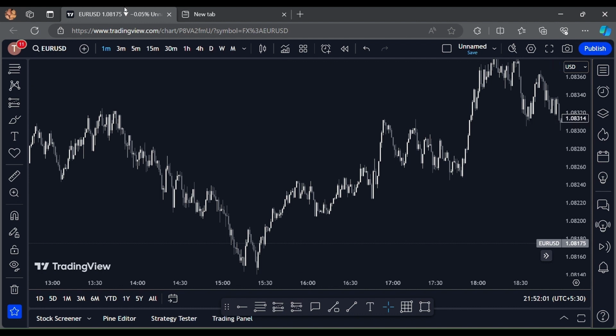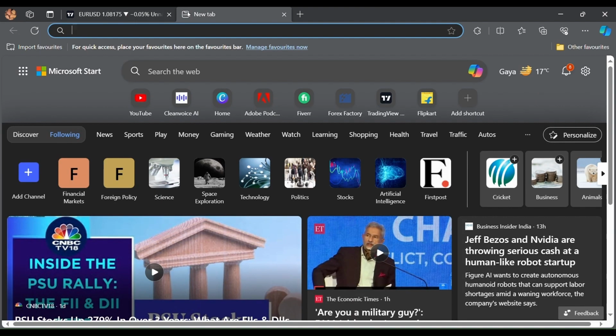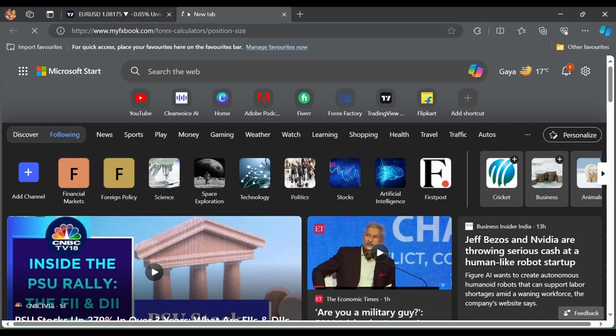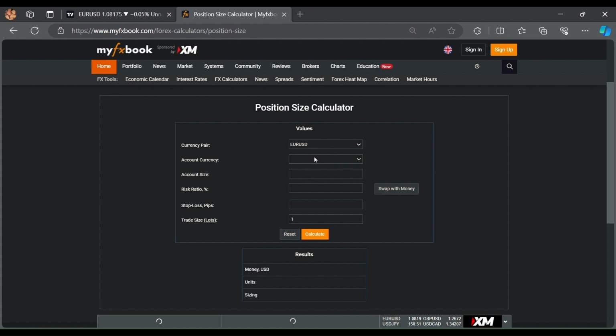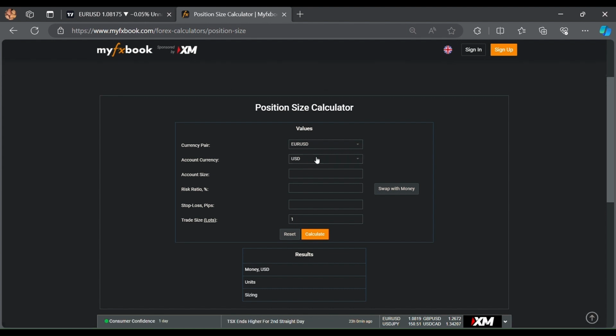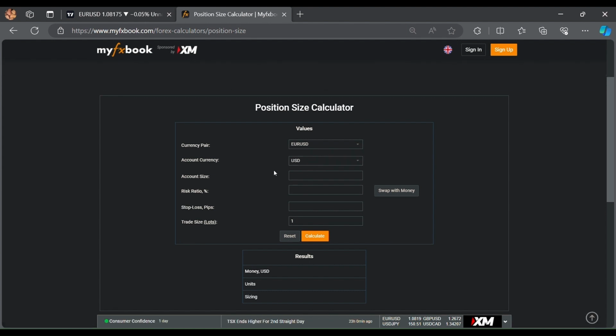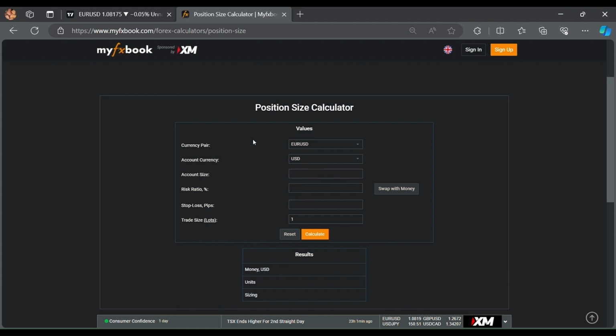So first of all, let's move to the position size website. This is the position size website, and I know you might already know this, but trust me, we are going to calculate our lot sizes in just seconds. So be with me and let's see how we do it.